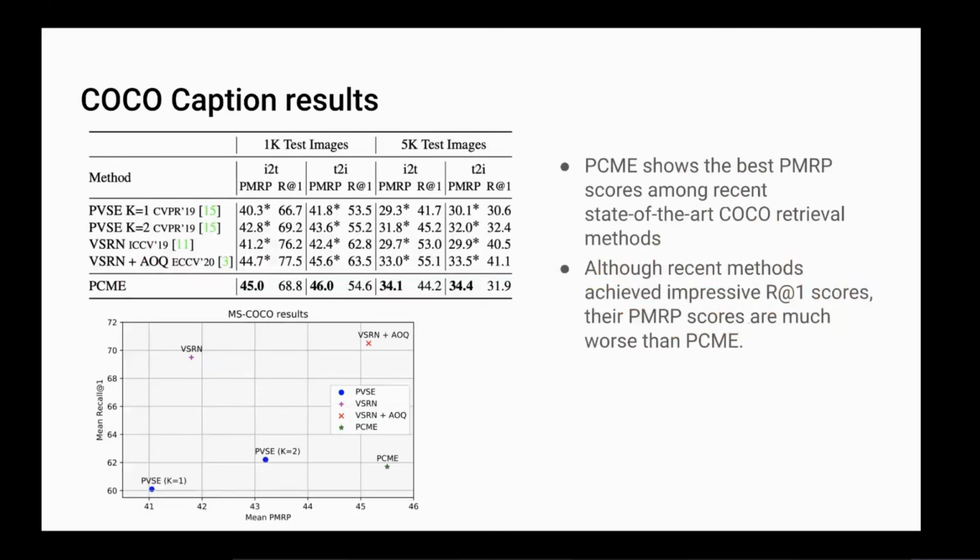Also, we observe a very similar thing in the MS COCO results. This green one is PMRP, the proposed probabilistic cross-modal embedding. We have the best precision score among these previous methods, where these methods are getting larger and larger recall at 1 scores. So it is PVSE K equals 1, K equals 2, and this is VSRN, and this is VSRN plus another one, AOQ. They are just showing better recall at 1 scores, but in practice they actually show worse performance in precision score than our proposed method here. So as I said, previous methods are too much focused on optimizing the recall at 1 score.